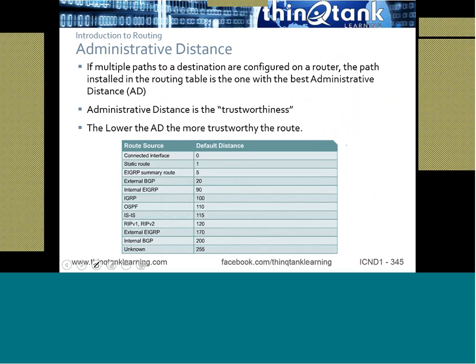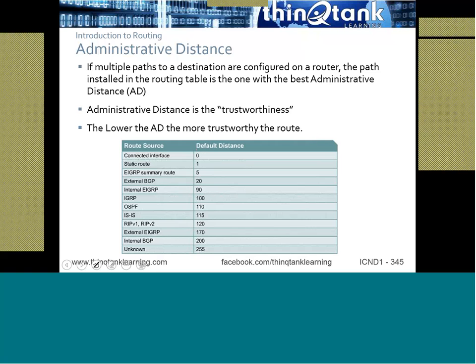All right? And what administrative distance defines is the trustworthiness of the routing information source. The lower the number, the more trusted the source. Well, take a look. It kind of makes sense. If it is a connected route, it has an administrative distance of 0. Connected interfaces should definitely be the most trusted interfaces because they're directly connected to the router.